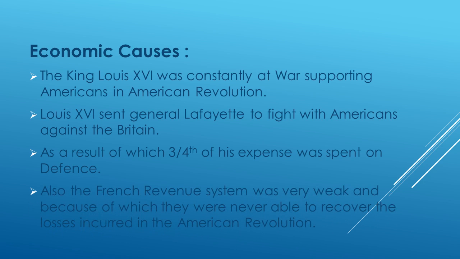Also, the French revenue system was very weak, because of which they were never able to recover the losses incurred in the American Revolution. If you see our previous classes, we have discussed clearly about the revenue system, how the clergy and nobles were exempted from paying taxes and controlled large amounts of territory, whereas the third estate people controlled very few resources and paid high taxes. So this kind of discrimination led to the French Revolution.